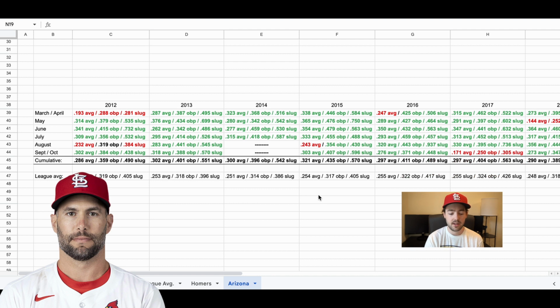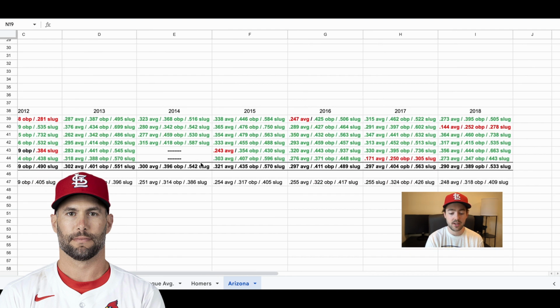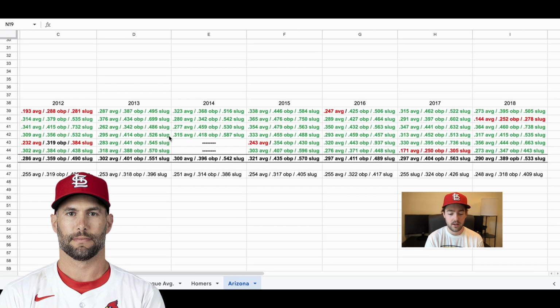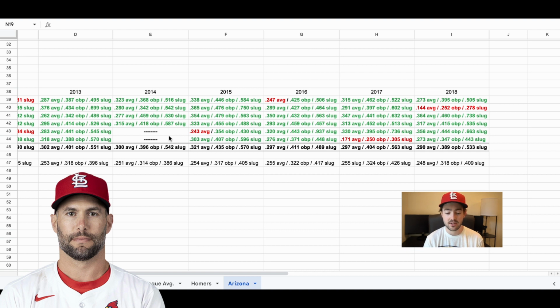I did the same thing down here where I took the league averages and compared them to Goldschmidt's stats. Again, in red is when he was below league average, green when he was above league average. And yeah, he had a bad month in 2012, and there wasn't much else. It's a lot of green on this page. This doesn't show month to month if there was an increase or decrease, but really just shows was he having a good month or bad month.